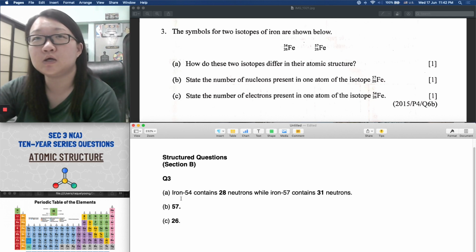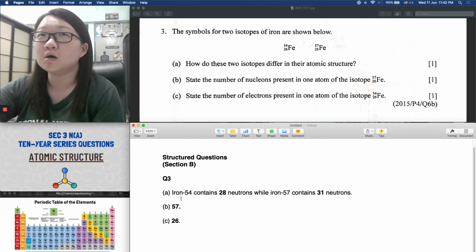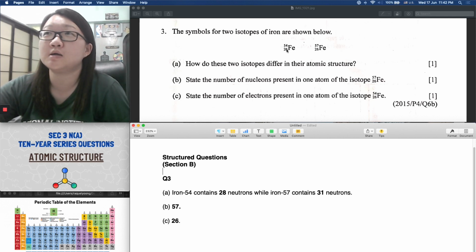If we have a look at the answer, a possible suggested answer that you can write will be that iron 54 contains 28 neutrons. How do you get 28? You take 54 minus 26. So 28 neutrons, whilst your iron 57 contains 31 neutrons. So that's how they differ.